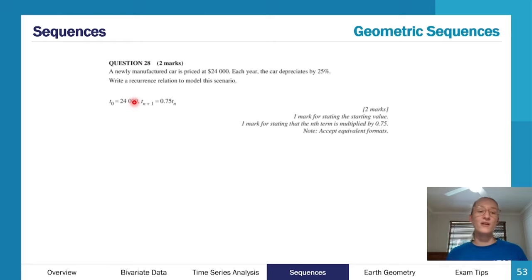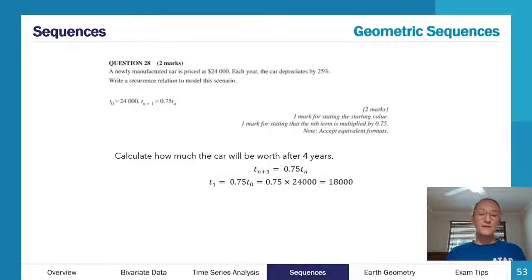And we'd actually have to use our formula to calculate how much it would be worth after 1 year if we wanted to. And then our formula is, again, Tn+1 is equal to r, the common ratio, 0.75, multiplied by Tn. And then that's the rough mark breakdown for that one. And then we could actually use this formula to calculate how much the car would be worth after 4 years. So, for example, for T1, we're going to let n equal 0. So T0+1 is equal to T1, which is equal to 0.75 by T0.